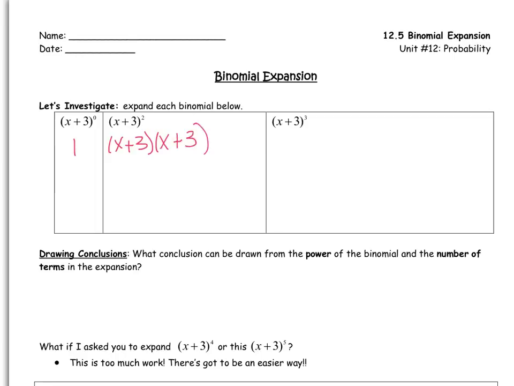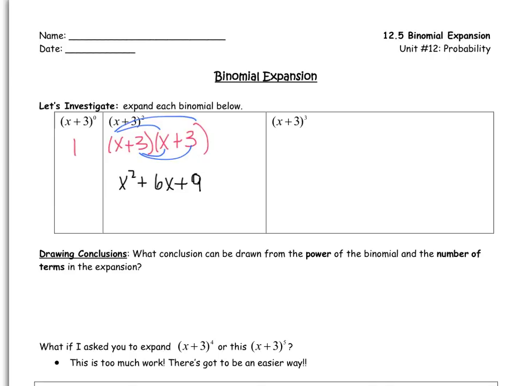So in order to simplify this, we have to double distribute. So the x gets multiplied by everything in there. The 3 gets multiplied by everything in there. So take a minute, pause the video, and double distribute and meet me at an answer. Okay, you should get x squared plus 6x plus 9.